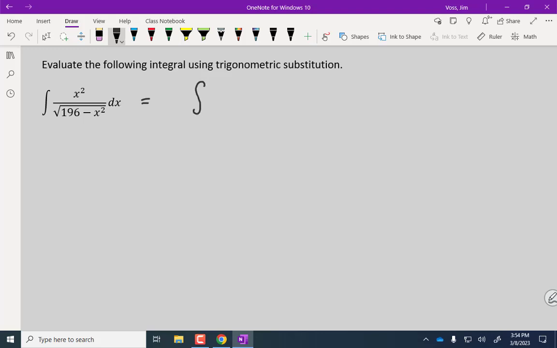Is that 13? 13 squared would end in a 9. 14 squared would end in a 6. So 14 squared. So we're going to pull out a 14. The square root of 196 is 14. And then inside we still have the x squared, and down below we're going to have 1 minus x divided by 14, 14 quantity squared. As soon as we have that 1, we're ready to do trig sub.